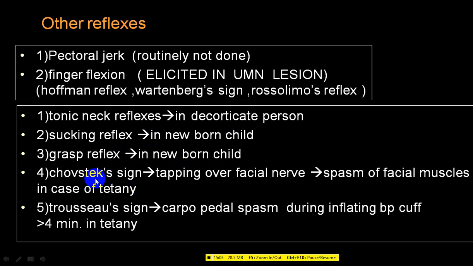There is one sign called Chvostek's sign, which is usually elicited in tetany. That is, by tapping over the facial nerve, you get a spasm of the facial muscles. That is Chvostek's sign, which suggests hypocalcemia, that is tetany. And Trousseau's sign is a carpopedal spasm during inflation of a BP cuff and maintaining for more than 5 minutes, and you get a carpopedal spasm. You call that Trousseau's sign.